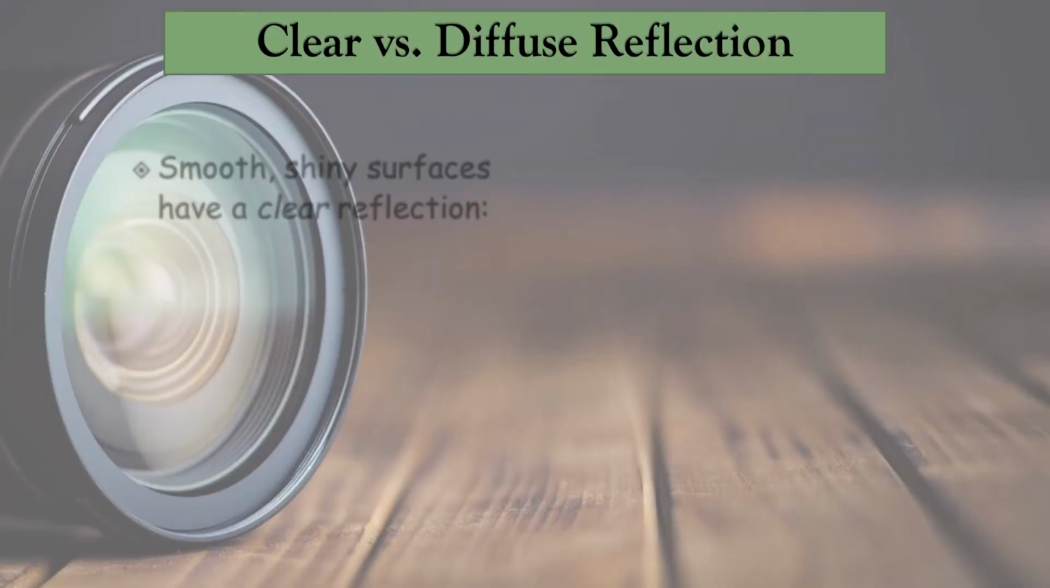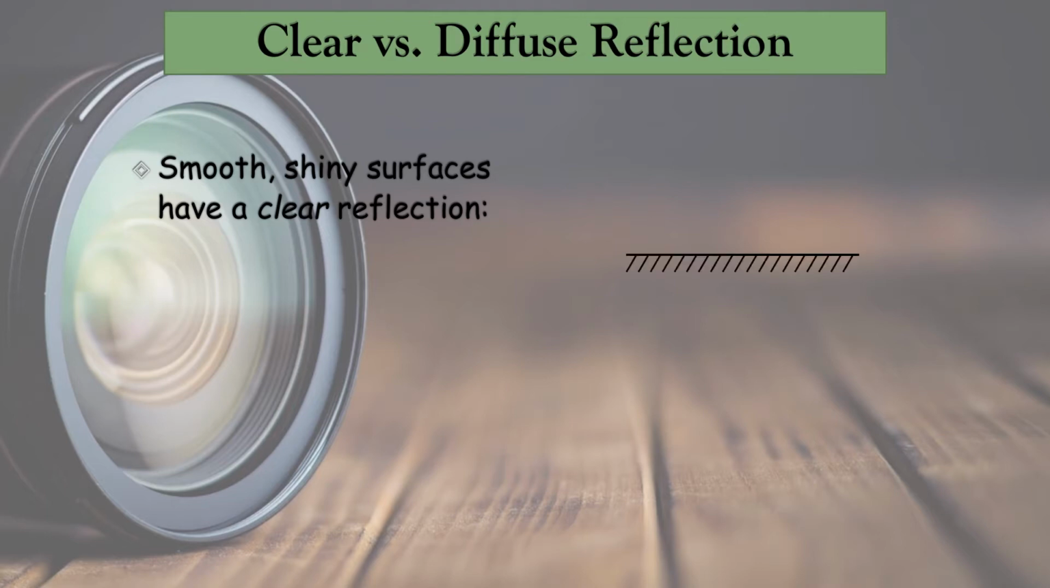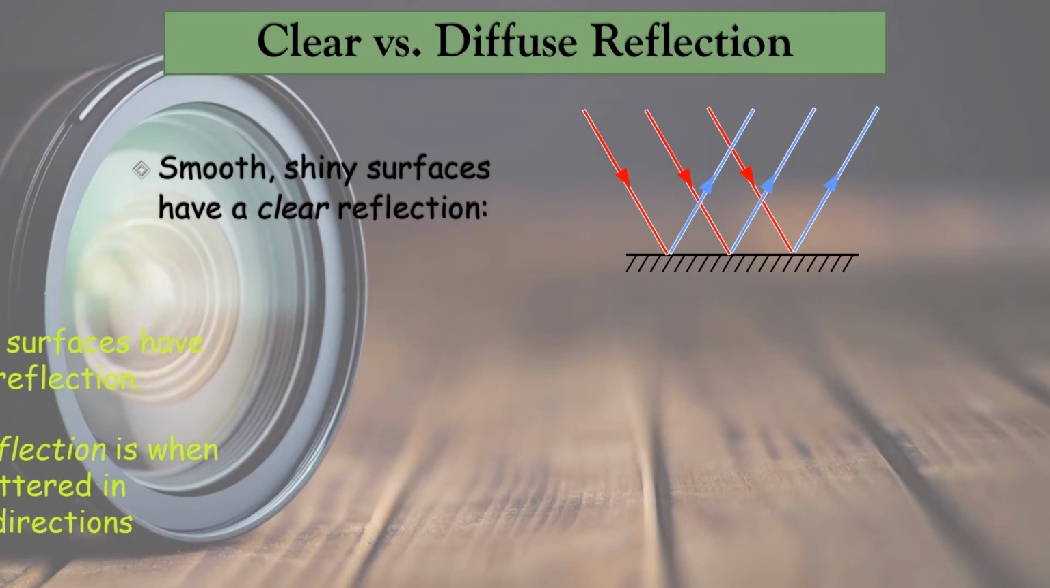So here we can see the two types of reflection, that is clear versus diffuse reflection. Now let us understand both of them so that things become clear when we study this in the later part of the chapter. If the surface here is a smooth, shiny surface, it will have a clear reflection like this. So here the surface that you see is flat and smooth. And if the sun rays are falling onto it, it will have a clear reflection like this. Okay, so this is what is known as clear reflection.